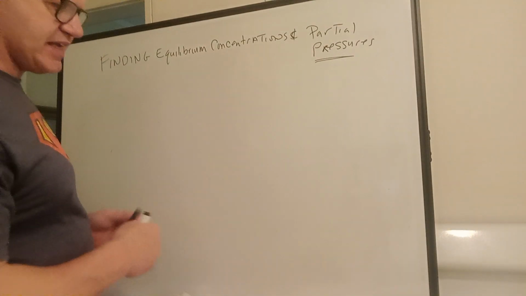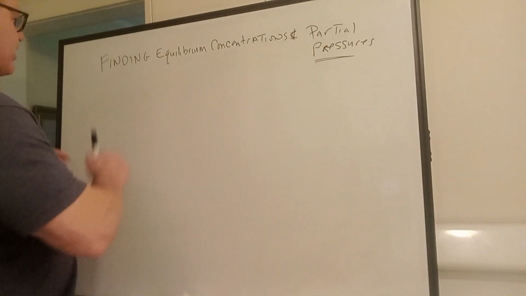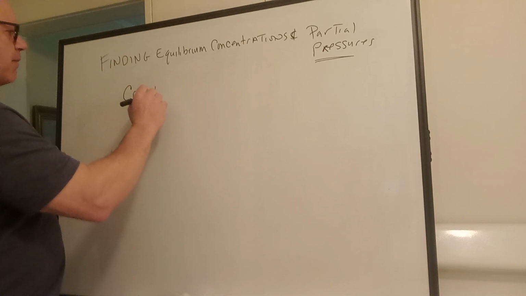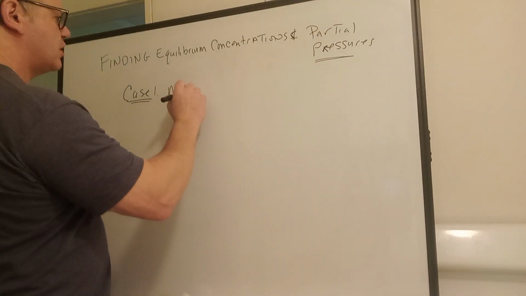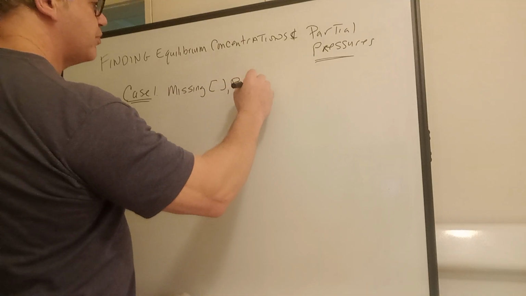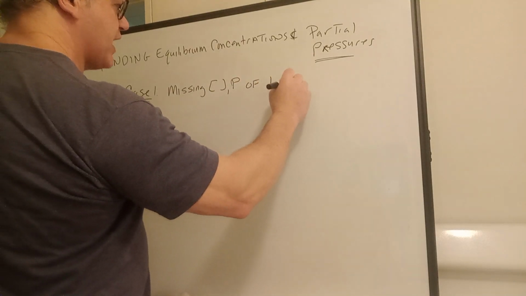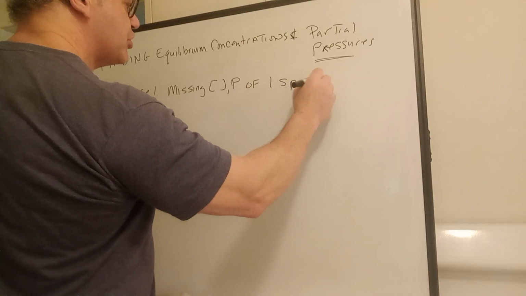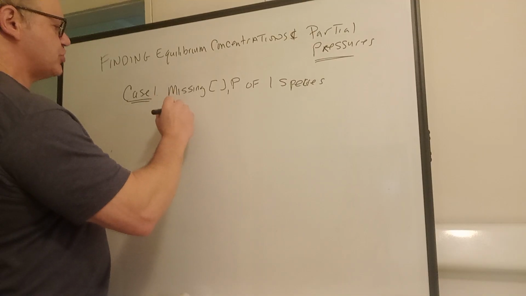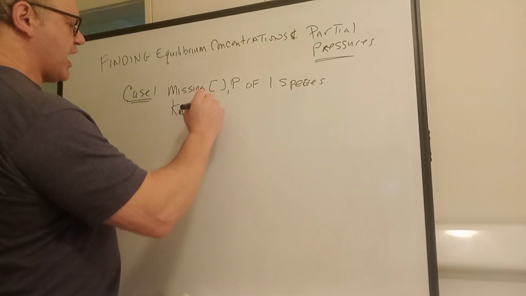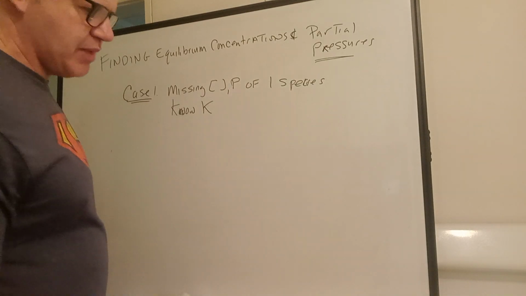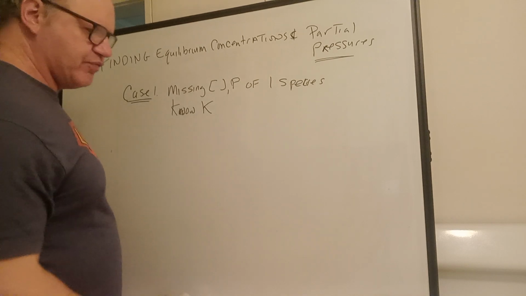The simplest case, case 1, I call it in the notes, is when you're missing the concentration or pressure of one chemical species. You know everything else, you know all the other concentrations, and you know the equilibrium constant K as well. So that's direct to solve. If you see something like this, it's a no-brainer to solve. Let's just work one out.